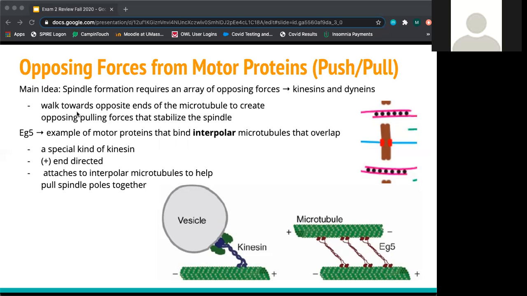So Eg5 is a unique motor protein that is going to bind interpolar microtubules that overlap. So it can bind like on top and on bottom. It has like 2 sets of feet that you can say, and it is a special kinesin. It is plus-end directed, so it will attach to the interpolar microtubules to help push the spindle poles apart.